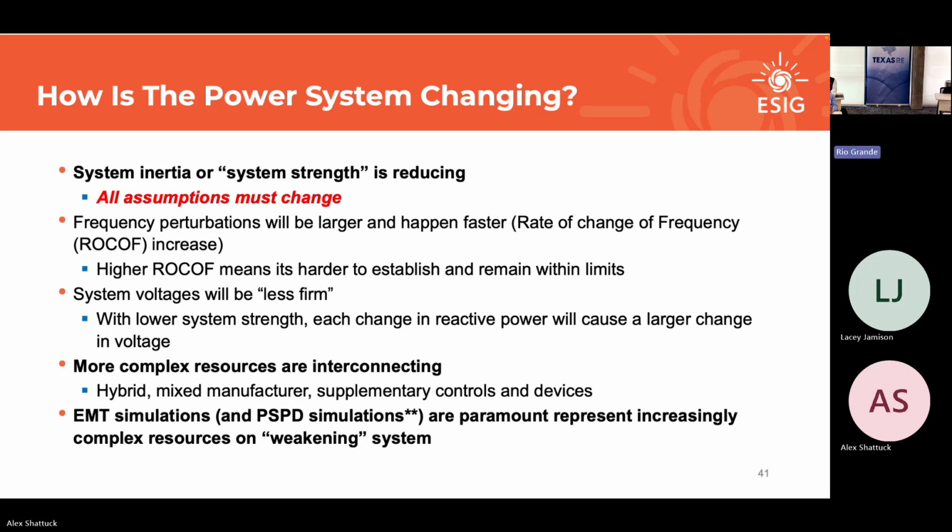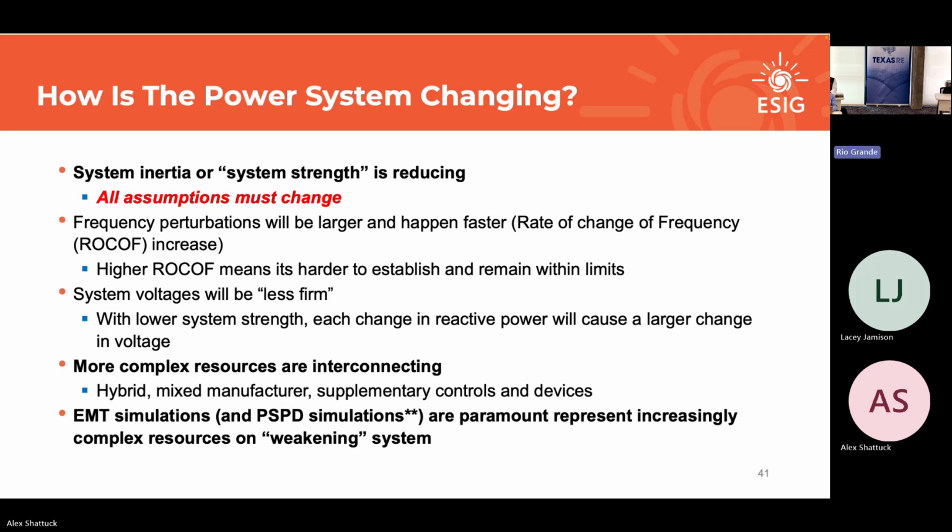Same assumptions across the board. We have to change all of our assumptions with the system strength reducing. That's because with a lower system strength, any perturbation is going to be larger and happen faster. So if you've heard of rate of change of frequency, or RoCoF: lower system strength, higher RoCoF. So you get a much steeper, much faster change in frequency for the same stimulus, which is something we really need to plan for, both in the under frequency load shedding or planning world, but also higher rate of change of frequency means more stress on the simulation domain.